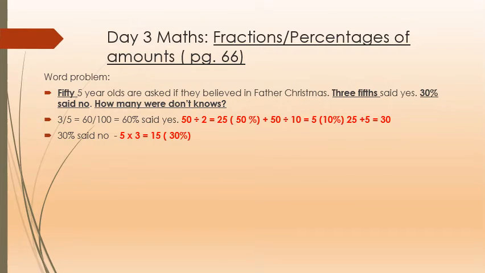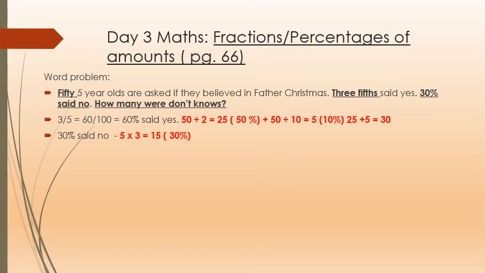Now 30% of children said no, so how many children is that? And we know that 10% of 50 is 5, so all we need to do is we multiply 5 by 3, which is 15. So 30% is 15 children.